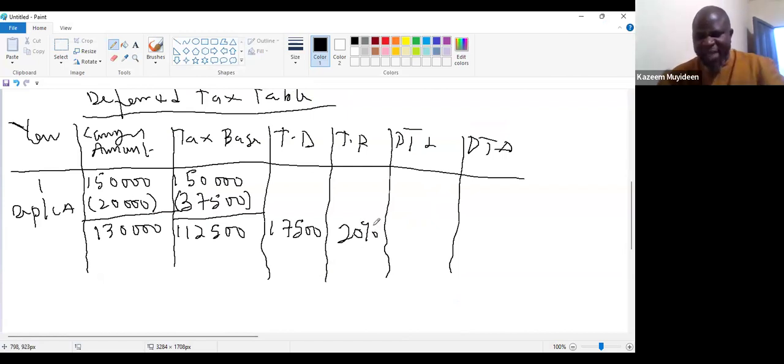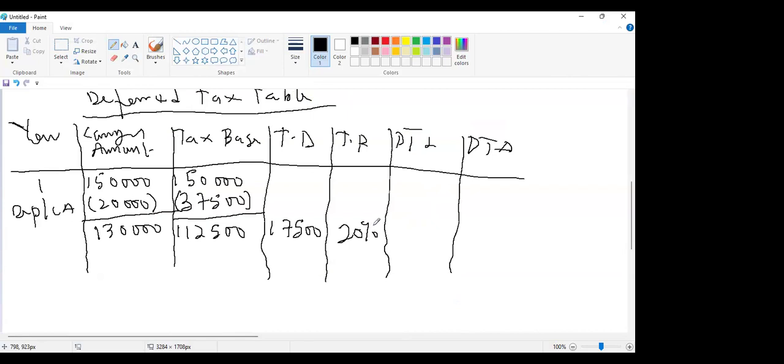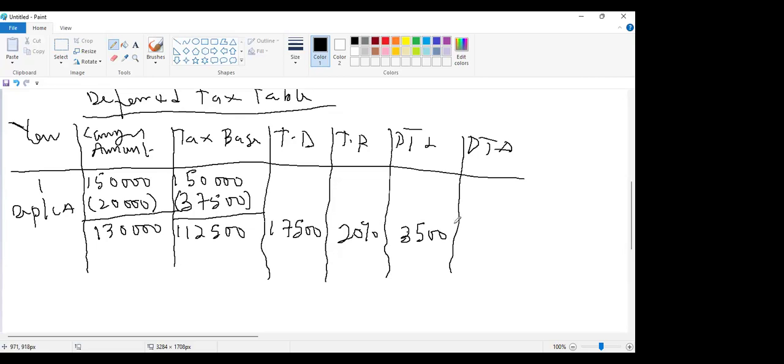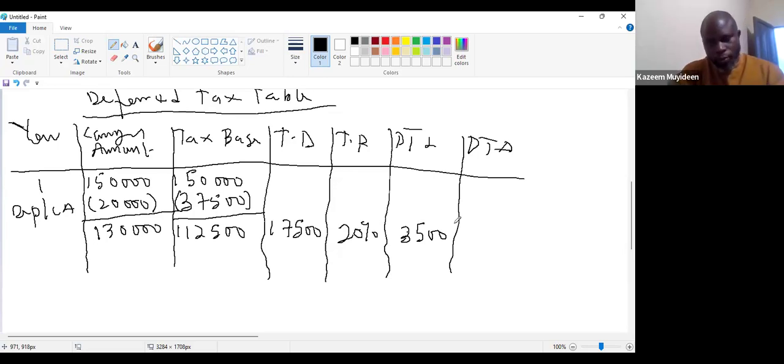Is it a deferred tax liability or deferred tax asset? I will interpret now. The carrying amount is greater than the tax base. Have you seen that? It will give me what? Deferred tax liability. Of how much? 17,500 times 0.2. That will give me 3,500. So at the end of the year, we have a deferred tax liability of 3,500. Is that clear? Yes, sir. Now, don't forget the closing balance of year 1 will be the opening balance of year 2.